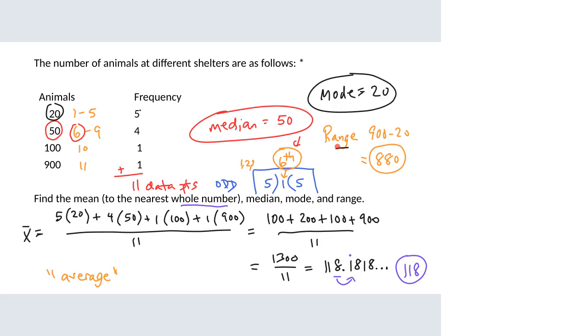So the range isn't that great at describing a data set. The mode can be, but honestly, it's just the one that occurs the most often. That might not be most representative of the entire data set, which kind of points us towards mean and median.